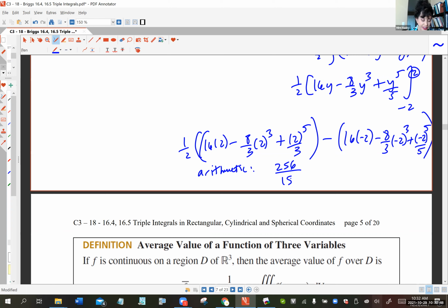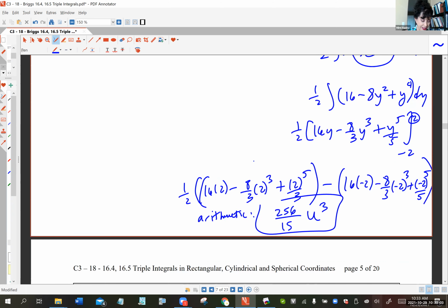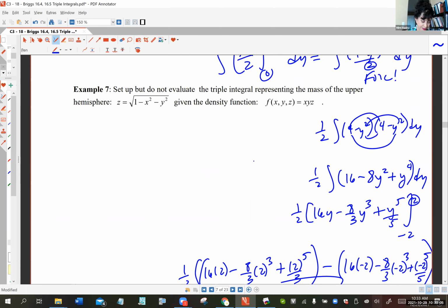256/15 units cubed. Woo! And that is a positive value. Thank goodness. And that is volume using a triple integral. Yay. Pretty good, huh?